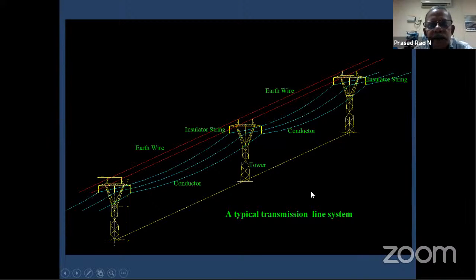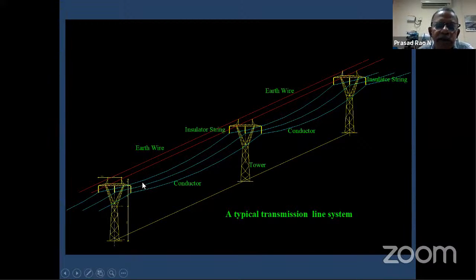This is a typical transmission line system, single circuit. You can see the conductor. Once the conductor is connected to an insulator, it will take a shape that is called catenary shape. So it is idealized as a parabolic shape for easy calculation. And the top red line is the earth wire, 2 earth wires running through the system. And we call this a span, from the bottommost point to this, we call it the weight span.